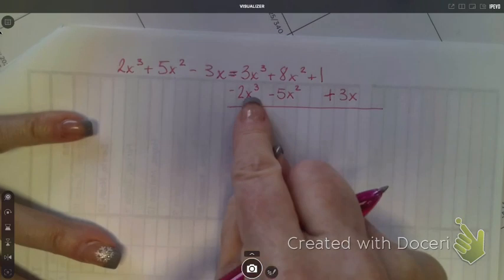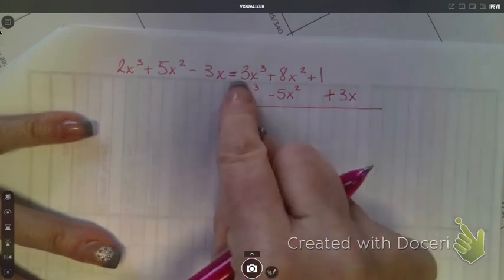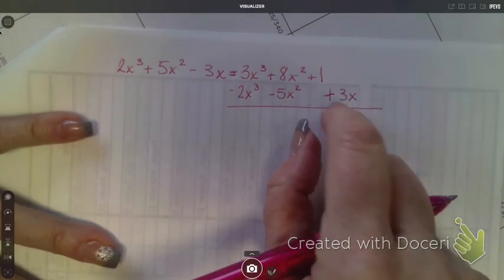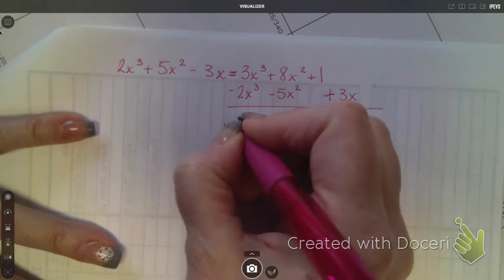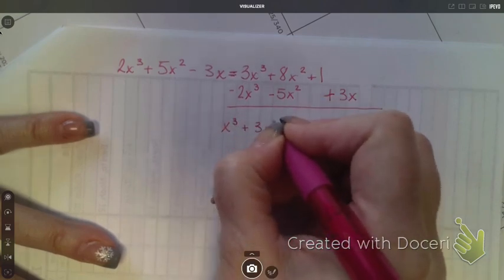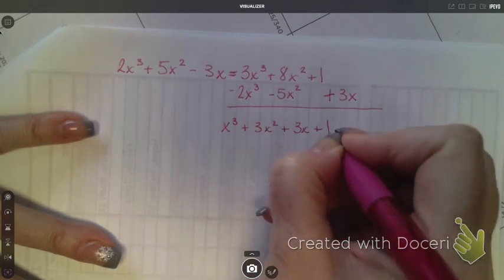What did I do with these? Well, 3x doesn't have an x over here, is there? So I threw it over here so I didn't put it on the 1. Do you see that? Okay, so I have x cubed plus 3x squared plus 3x plus 1. Do you agree with me?